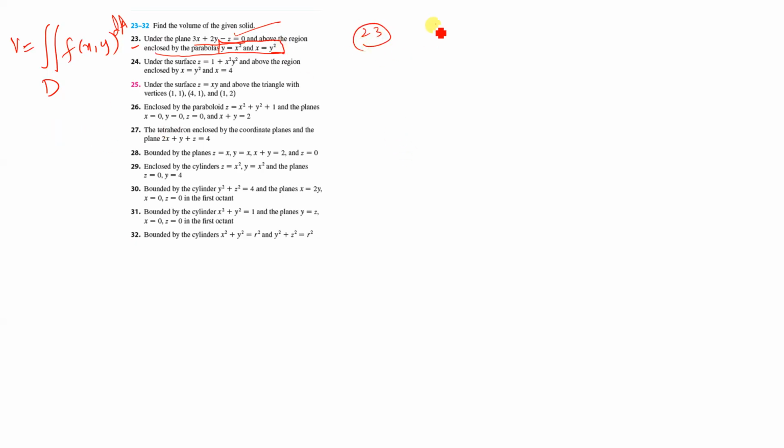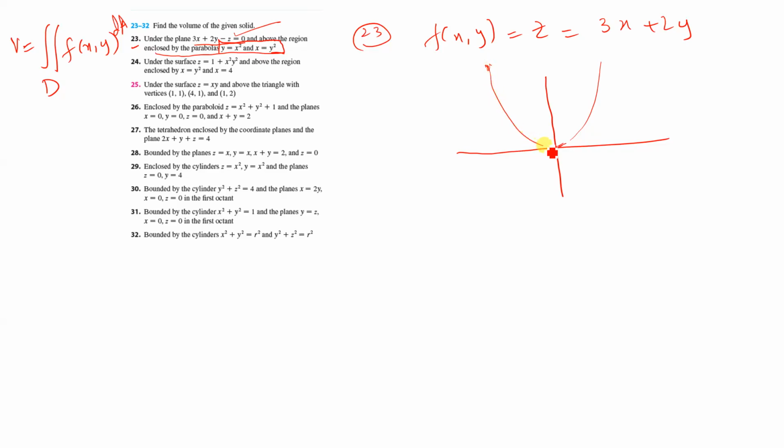So f(x,y) or z is equal to 3x plus 2y. So we are going to integrate this over the region D. Let's draw the region. D is the region between y is equal to x square, this parabola, and x is equal to y square, this parabola, which is symmetric about the x-axis. So this is the region bounded by these. That's it. This is the region, and this is x is equal to y square.